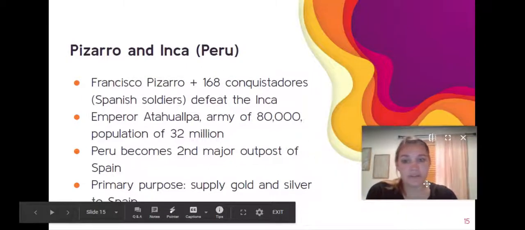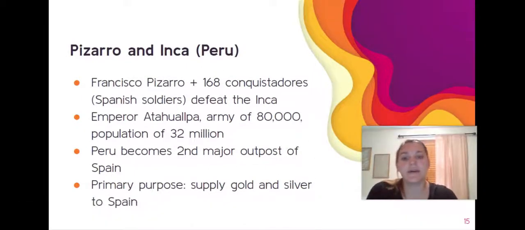A little further south with Pizarro in Peru, Pizarro and conquistadors defeated the Inca under the Emperor Atahualpa. And this becomes the second major outpost of Spain. And the primary purpose of this outpost is going to be similar to Cortes in Mexico, and it's going to be to supply gold and silver.